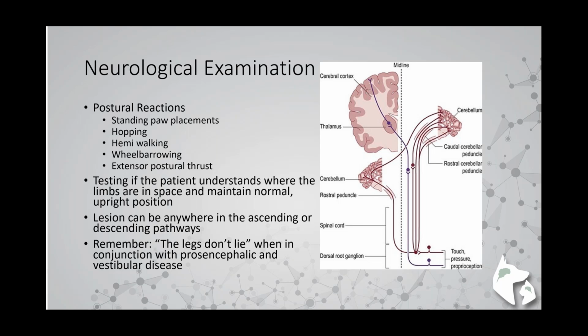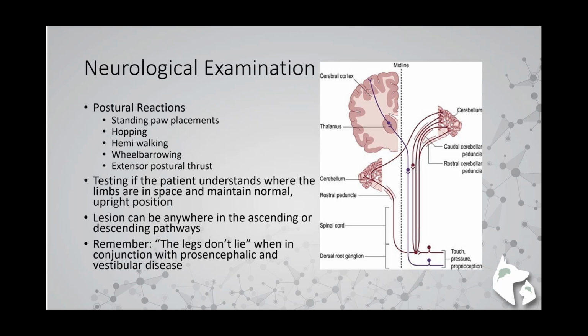We could also take patients up and kind of hop them, so move them on one leg and see if they're able to pick that leg up and move it as you're tilting them off balance. We can do hemi walking, so taking the left front and left back leg, moving that patient over and watching them hop on the right side of their body. We can also do wheelbarrowing, so picking patients up by their back and making them walk along their fronts.